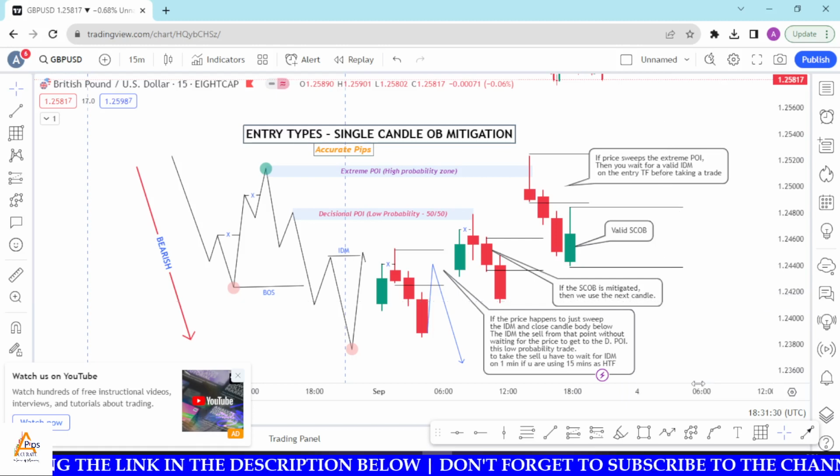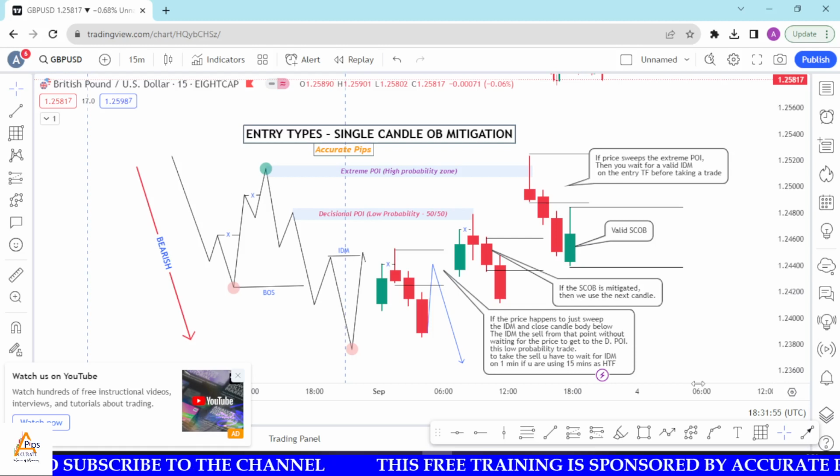Most of you are saying that you are confused because I said you look for a change of character, you look for IDM, you look for an order block before you enter the trade. Those are just the rules. It's not plain text. You see maybe 2 or 3 things, then you enter the market. These are also not plain text things.